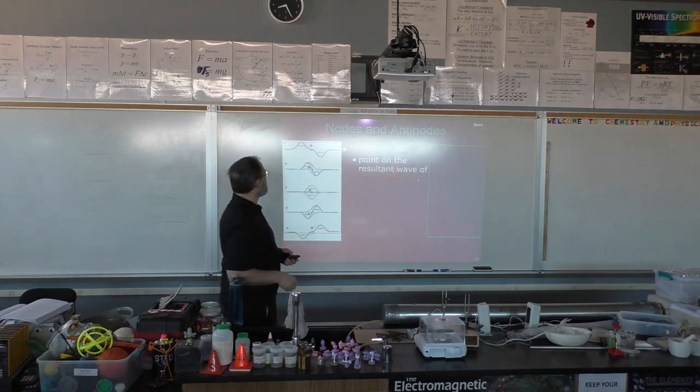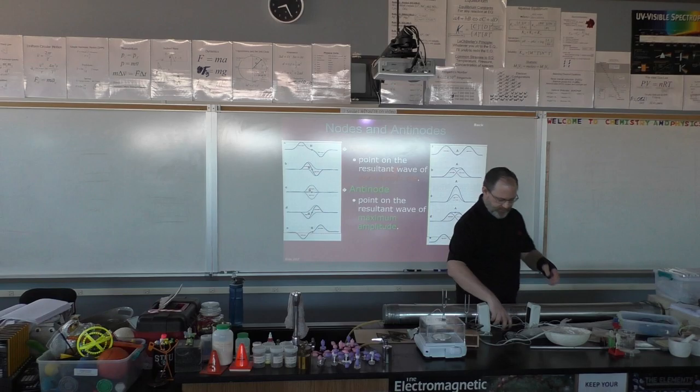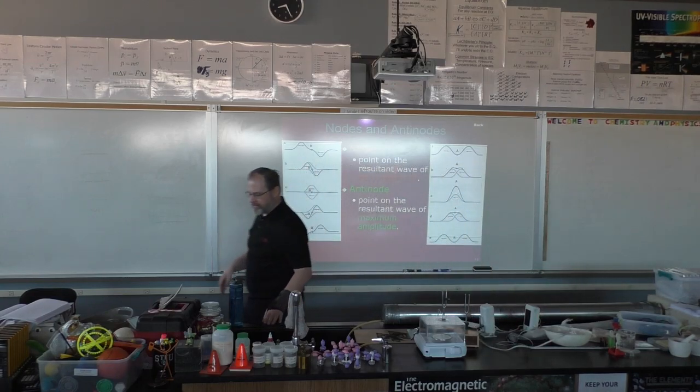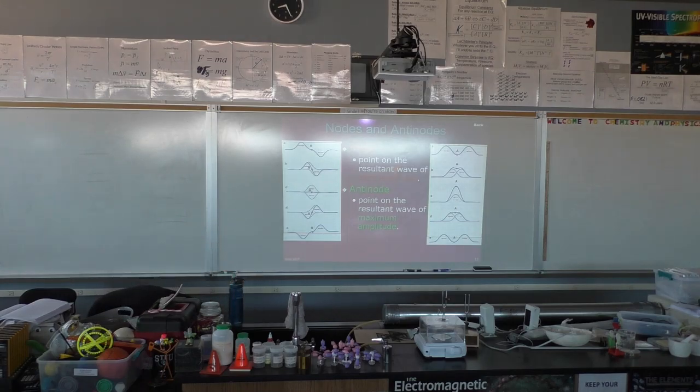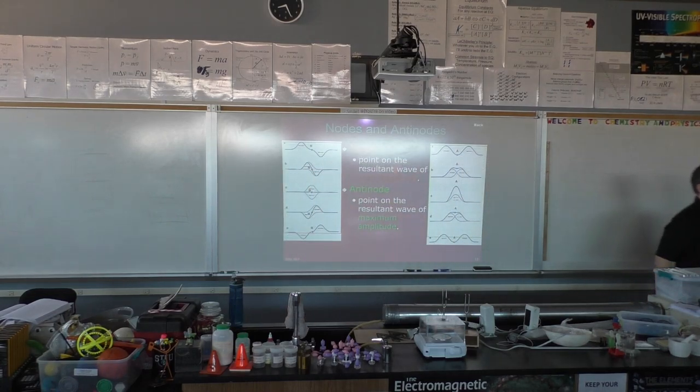All right, so let's take a look at this. Remember, we have nodes and antinodes. I'm going to open this up while I set up the Rubens tube. Nodes and antinodes are areas of no energy and areas of maximum energy. I'm going to walk around the room while you write that down, and make sure all the gas valves are closed off, because sometimes people like to open up the gas valves because they want to see the whole room blow up.